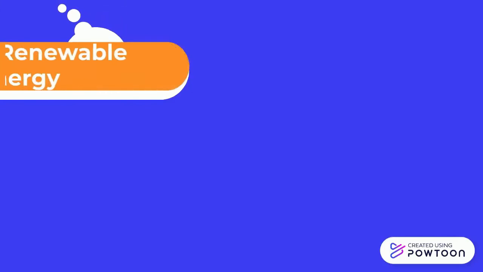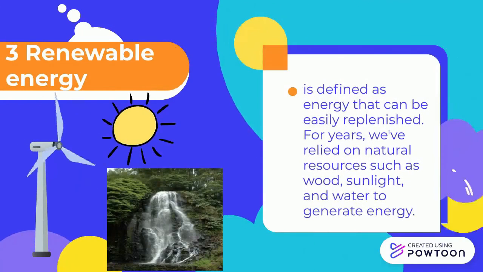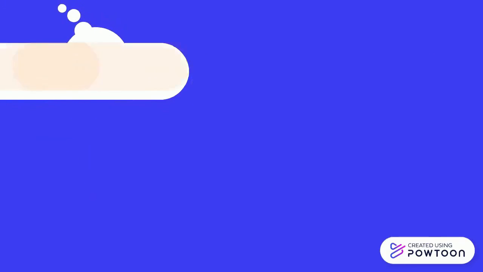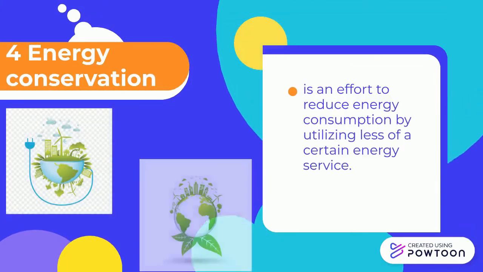Renewable energy is defined as energy that can be easily replenished. For years, we have relied on natural resources such as wood, sunlight, and water to generate energy. Examples of renewable energy are solar power, wind power, and geothermal power. Energy conservation is an effort to reduce energy consumption by utilizing less of a certain energy service. This can be accomplished by either utilizing less energy or reducing the amount of service used.